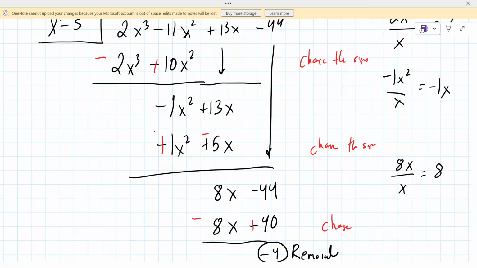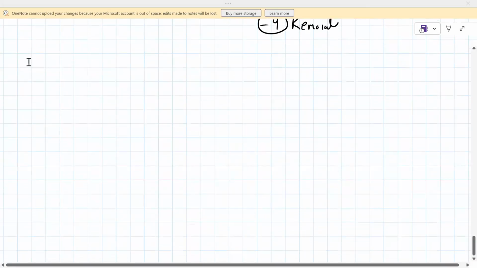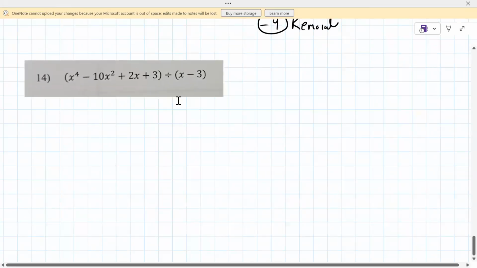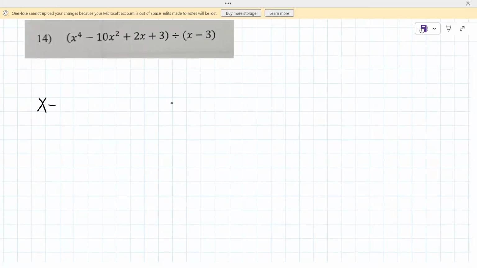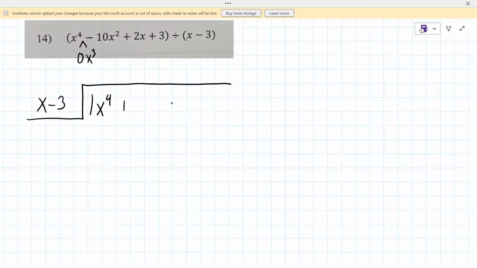Okay. You want to try 14 on your own? Ask me some questions. Yeah, I'm sure on that one. Sorry, this one's got a little wrinkle to it. Let me jump in here real quick. You have to make sure you include all of the degrees. And so this one's missing x cubed. So you have to include that with a 0 in front.